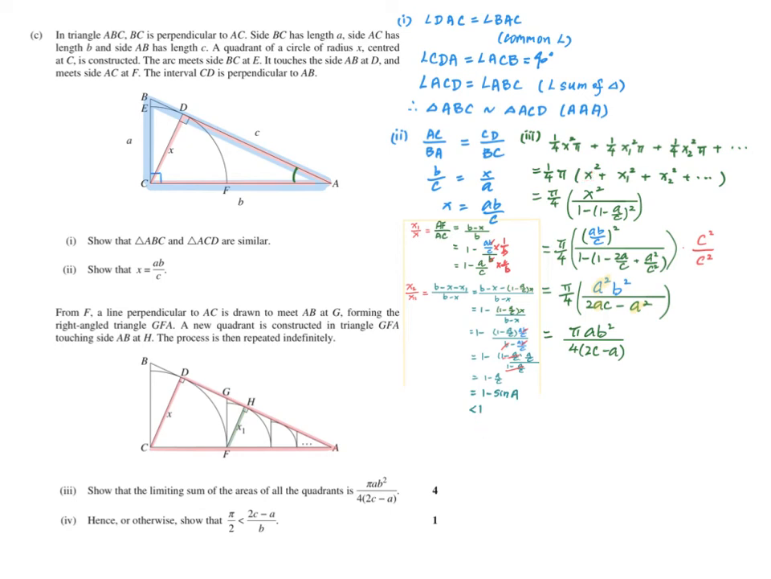Therefore, we now know that x squared, x1 squared, x2 squared, all the way, is a geometric sequence with the common ratio less than 1. The sum of this sequence should be equal to the first term, x squared, over 1 minus the ratio, which is 1 minus a over c whole square. We have just obtained the sum of this geometric sequence, and we are going to change this sum into the format requested by the question.